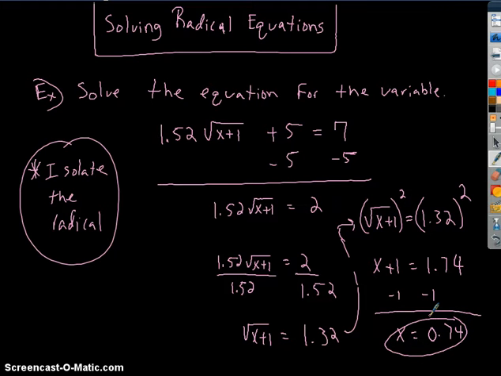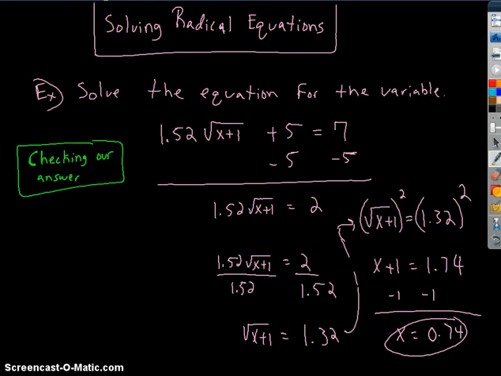Now, I don't really know if that's really the value of x until I plug it back in and check to see if it works. If it works, then it's the solution. If it doesn't work, we say it's an extraneous solution. So checking our answer, we're going to take this equation and replace the x with what we found for x. So it should be 1.52 times the square root of 0.74 plus 1, plus 5 equals 7.